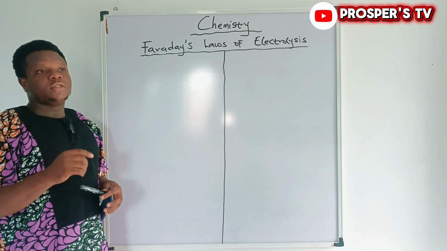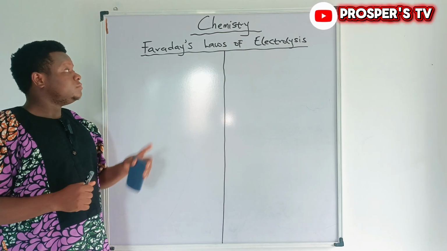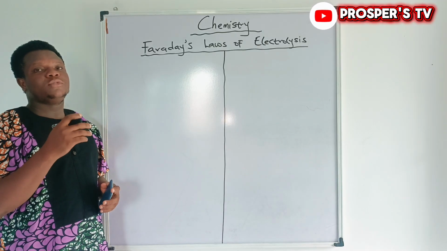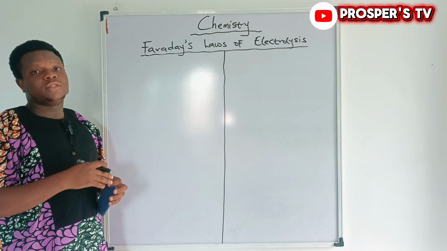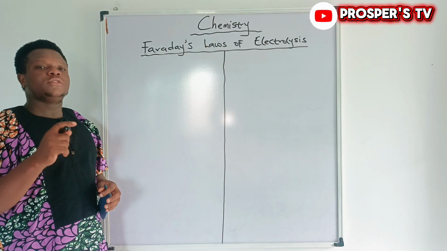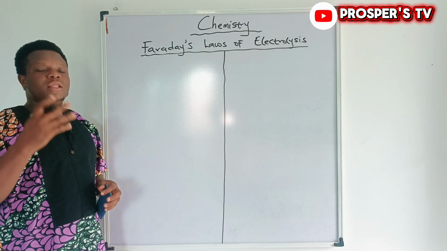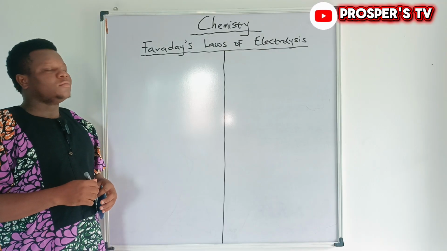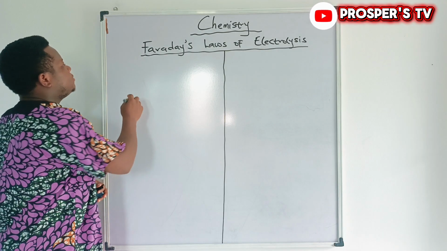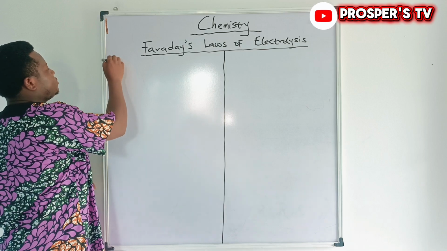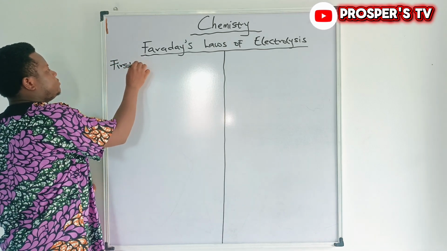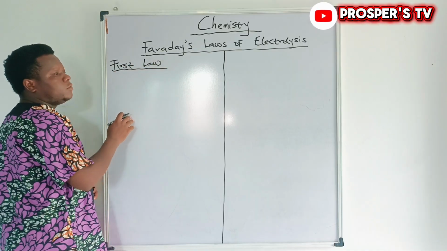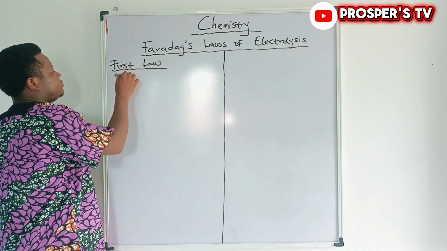Faraday's first law of electrolysis, if you want to write it down, you can write it down. Faraday's first law of electrolysis states that the mass of an element deposited during an electrolysis is directly proportional to the quantity of electricity passing through the electrolyte. So, mathematically, we're talking about the first law.